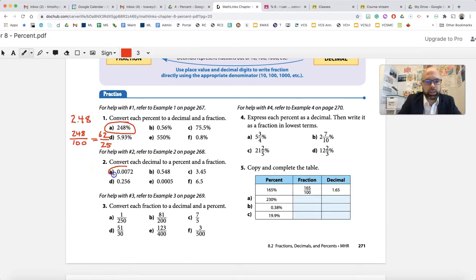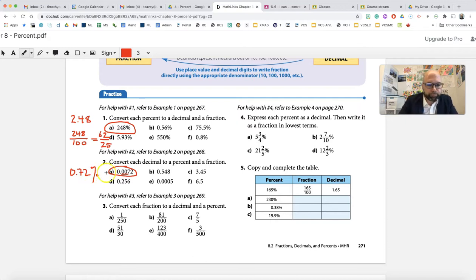Good, so we've got a tough one here. Did I read that right? Each decimal to a percent and fraction. If I look at these first two place values, there's no whole number percent here. So as a percent, it's going to be 0.72%. Not to be confused with 72%. I'll keep saying it so many times.